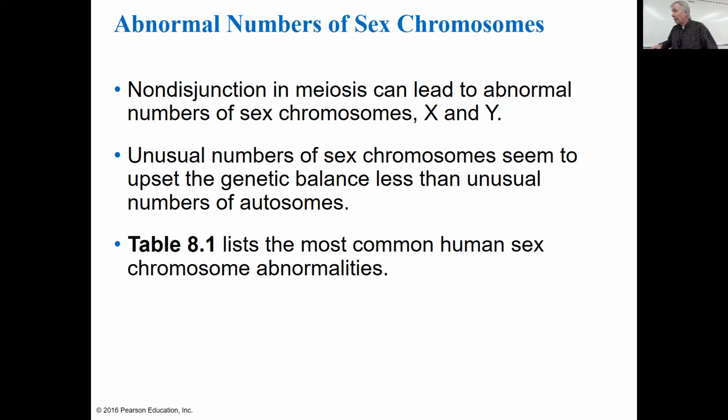Okay, so I'm going to end it here, and we'll start off at table 8.1 in the next video, talking about the most common human sex chromosome abnormalities. Like I said, this is 106 cellrepro3, and the next one will be 4. Okay, let me stop. I'll catch you in the next video.